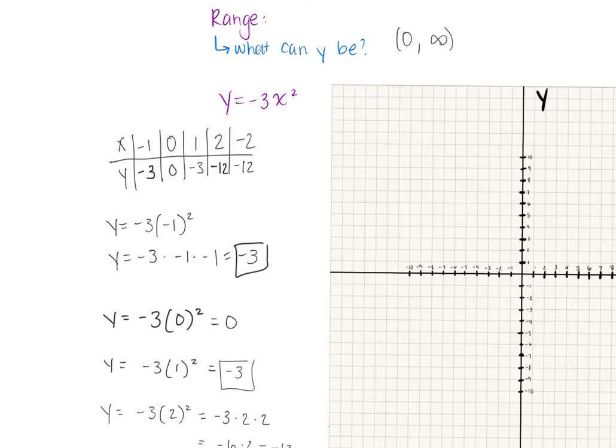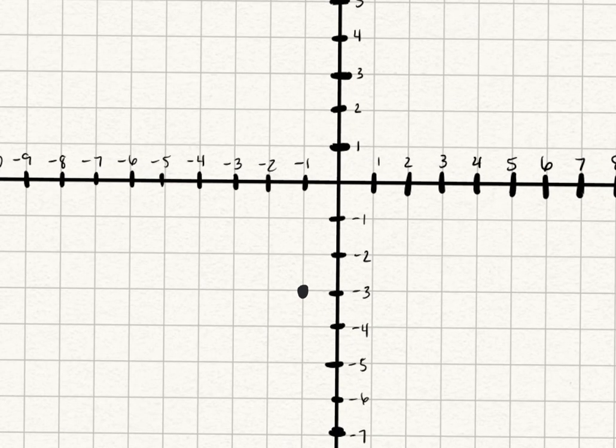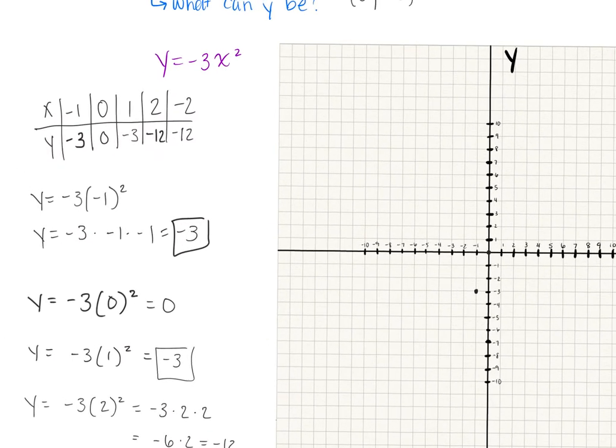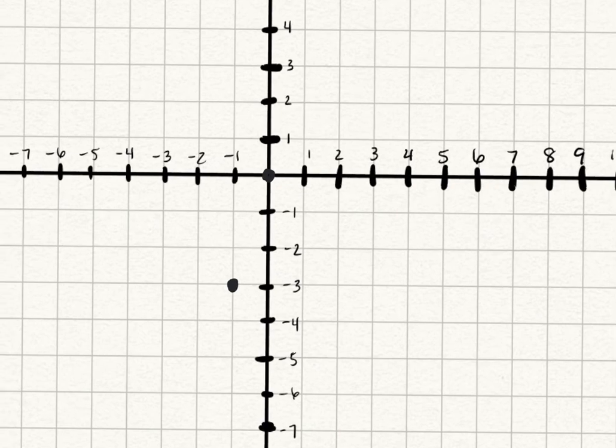Okay, so at x equals negative 1, y was negative 3. So we're going to go in the x direction, negative 1, and then down 3 units in the y direction to negative 3. This is where they meet. This is where our point goes. Our next coordinate was 0, 0. So 0, 0 is the origin right here. Our next coordinate is 1, negative 3. So to the right 1 in the x direction, and then down 3 units. So here's our next coordinate.